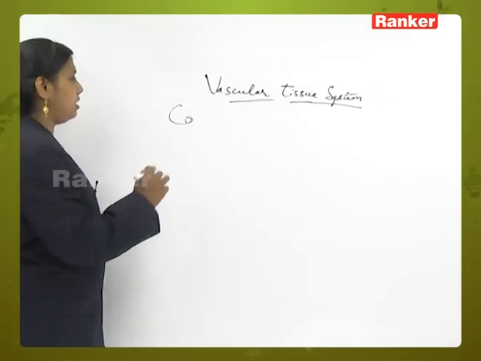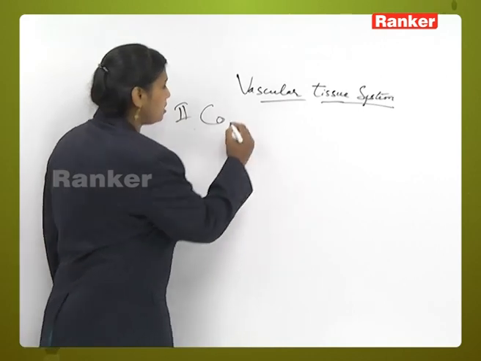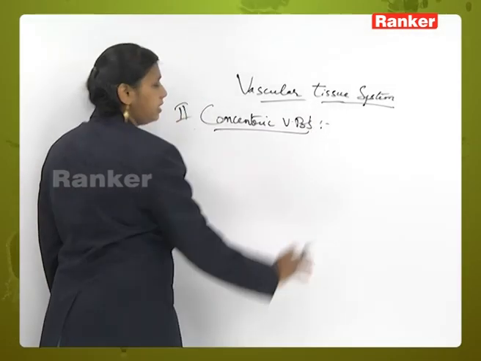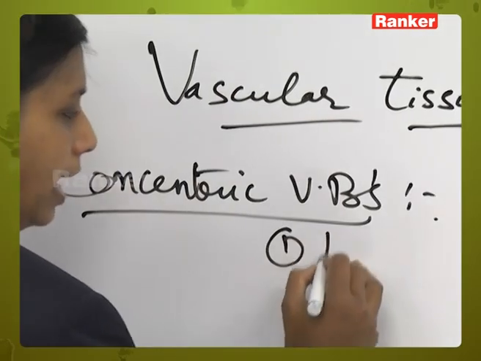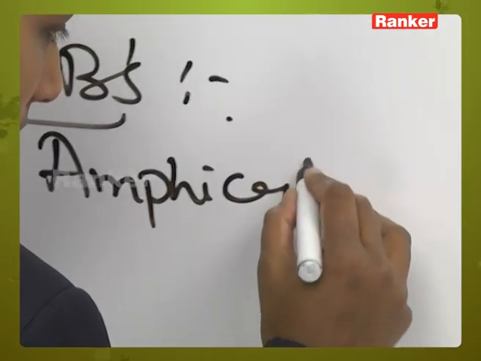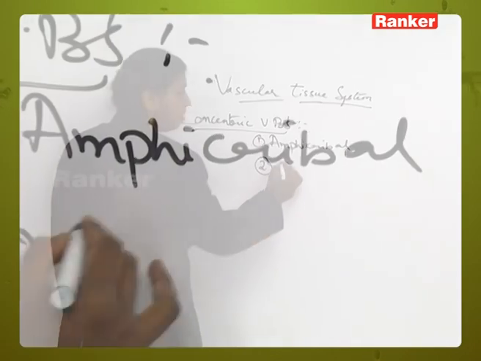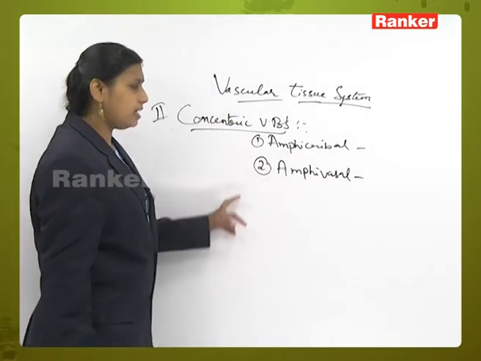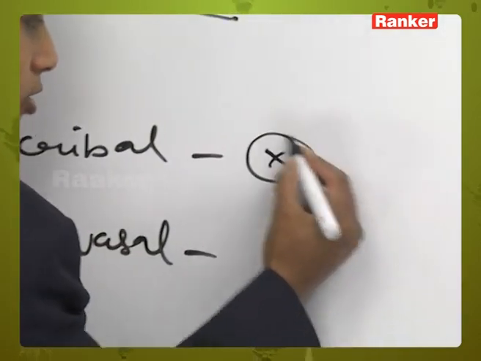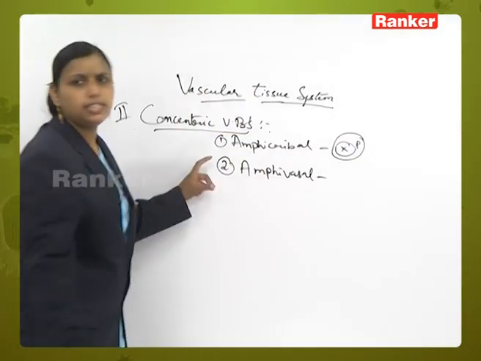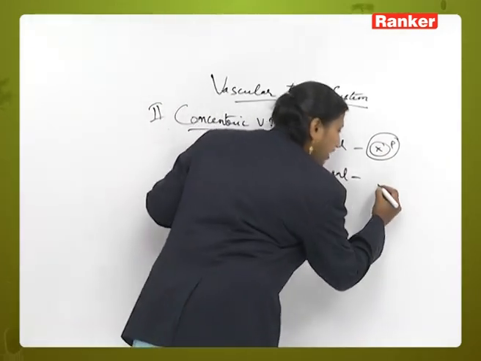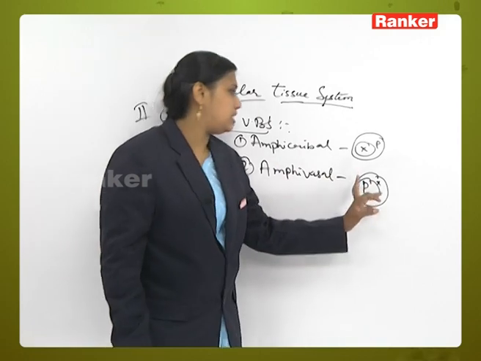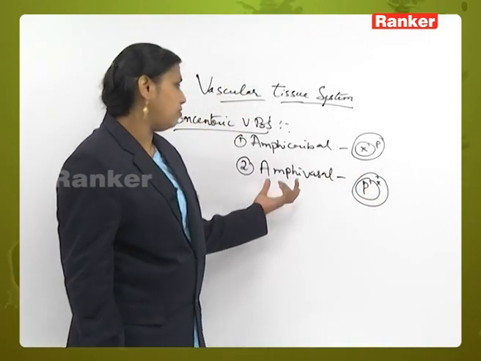The second type of vascular bundle is the concentric vascular bundle. Here we will be studying two terms: amphicribal and amphivasal. Now what are these? Amphicribal is when xylem is surrounded by phloem. And what is amphivasal? If phloem is surrounded by xylem. X represents xylem, P represents phloem. These are called amphivasal vascular bundles.